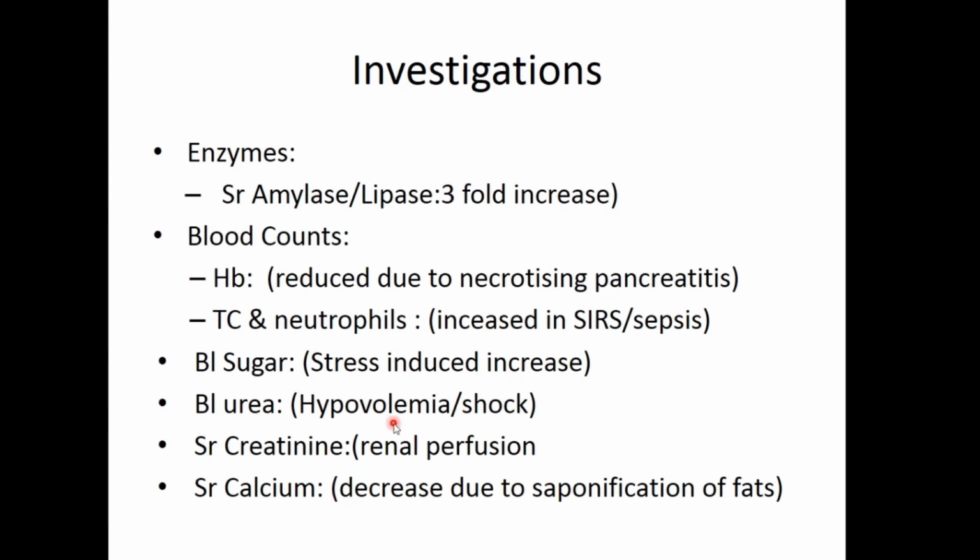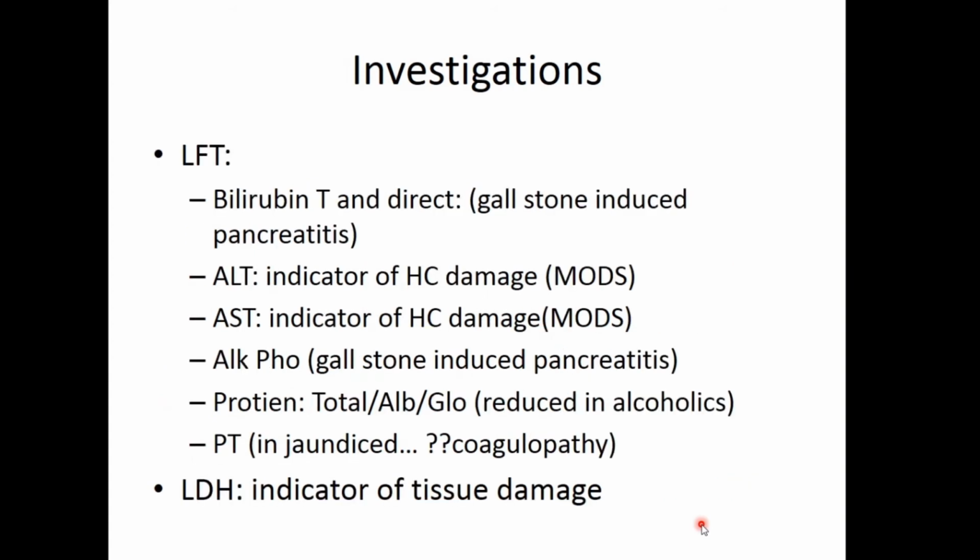Blood urea is likely to go up because of hypovolemia and shock state that the patient is in. And once the renal perfusion is reduced, the patient can have serum creatinine levels also going up. Initially, urea goes up, and later on, if it's not corrected, the serum creatinine goes up. As far as serum calcium is concerned, I have already explained to you how saponification of fat happens in the peripancreatic area, and that is the reason why the calcium levels drop.